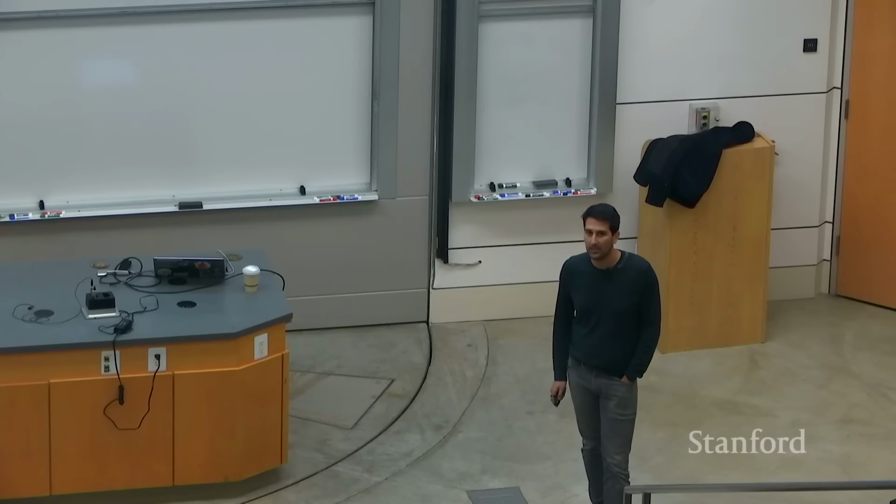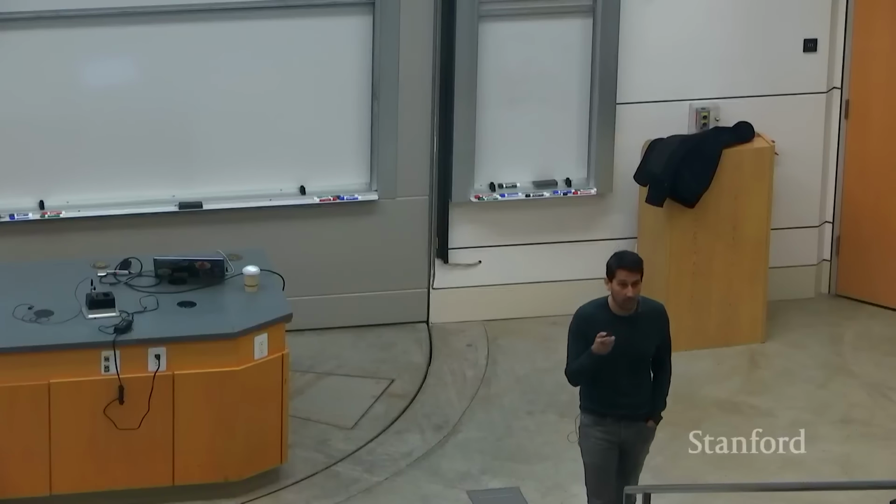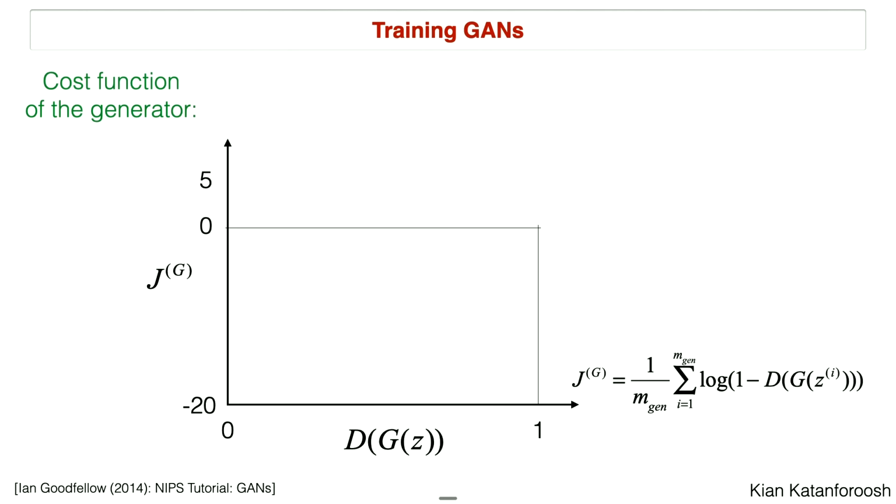That might help. The problem actually is hard to visualize unless you plot the cost function. So if you actually plot the cost function of the generator, the one we had on the previous slide, this is what it looks like. That would be called a saturating cost.